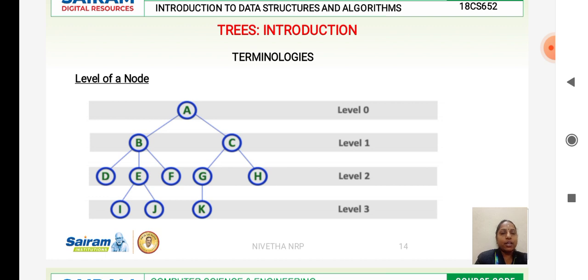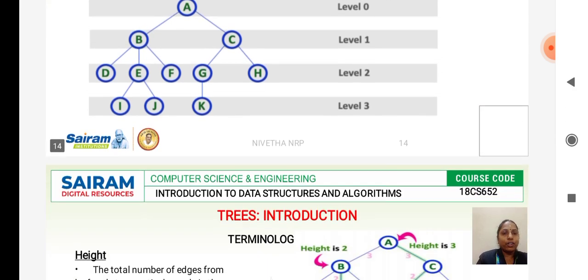From A to B to C, we say it is level 1, and from B to the next level D, E, F, G, H, we say it is level 2, and the depth from D to the other level, we say it is level 3. So the tree has 3 levels. We start with the root node and we conclude with the leaf node to determine the level of a node.